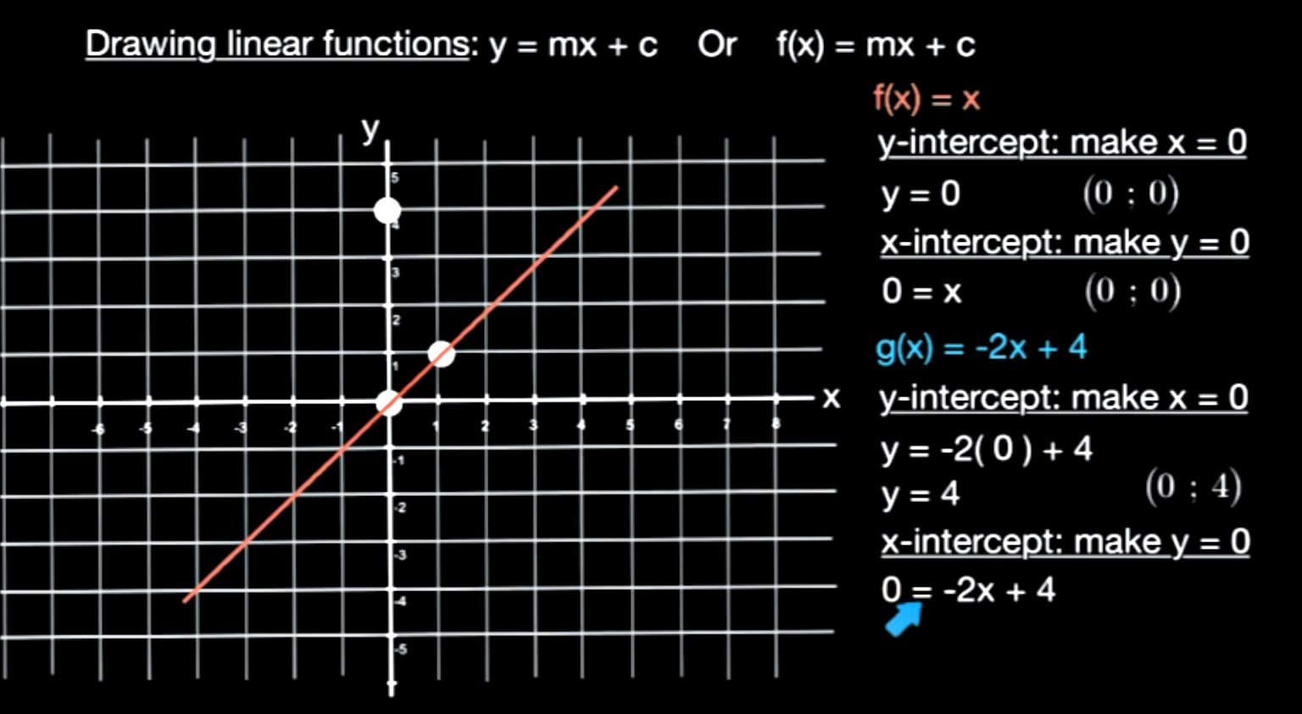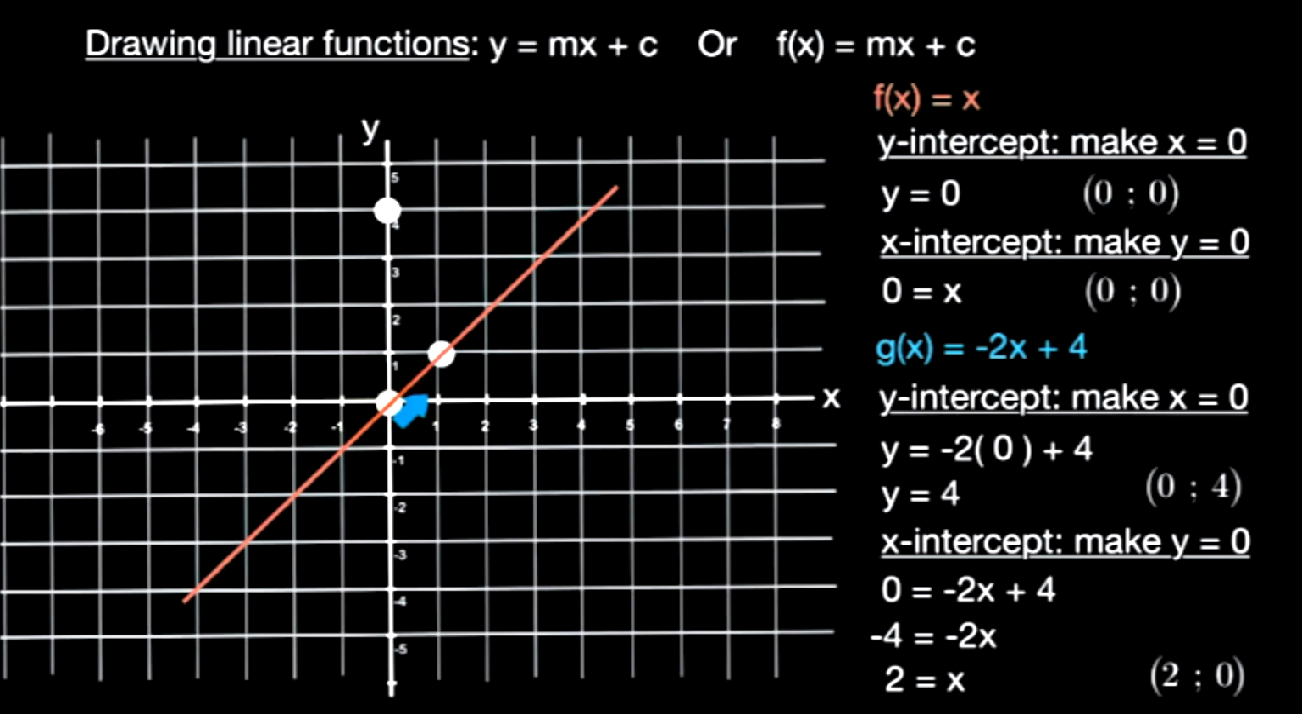So 0 is equal to minus 2x plus 4. We take this constant to the other side. It becomes minus 4 equals minus 2x. And then we will say minus 4 divided by the coefficient, which is minus 2, and our x-coordinate is a 2. So our x is a 2 and our y is a 0 because again we're on the x-axis.